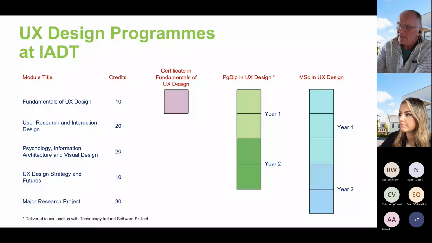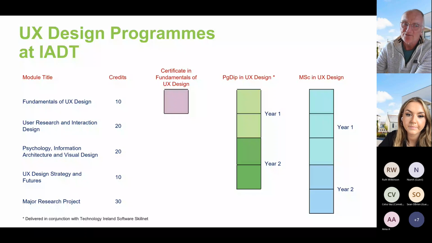The second year of the course consists of two modules. There's a UX design strategy and futures module, and then there's a major research project module. For the major research project, you need to come up with an idea for a project. What we ask you to do is to write a proposal for a research project over the summer, and to submit it at the end of August or early in September.